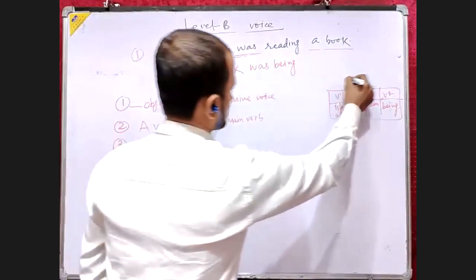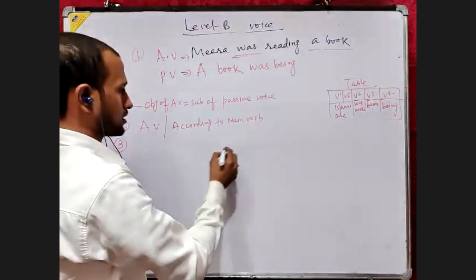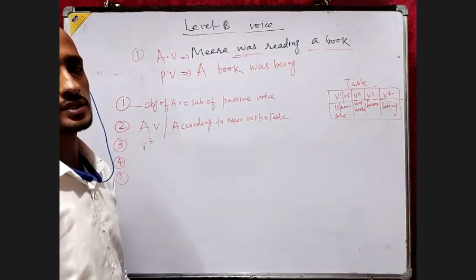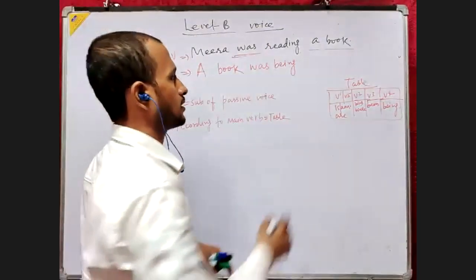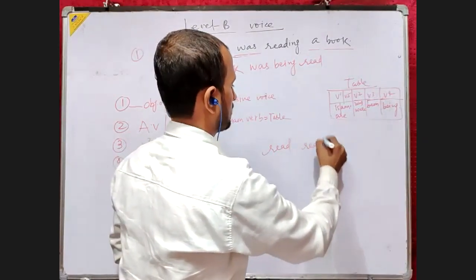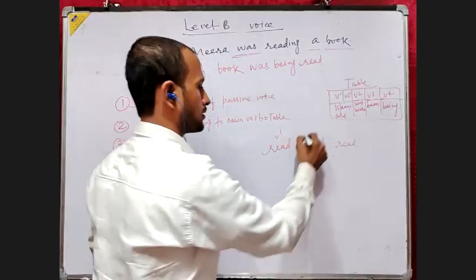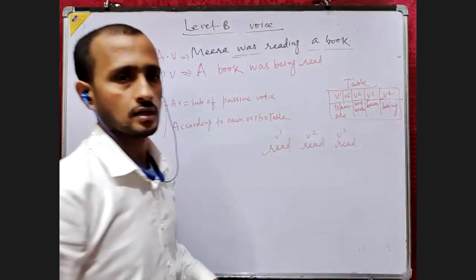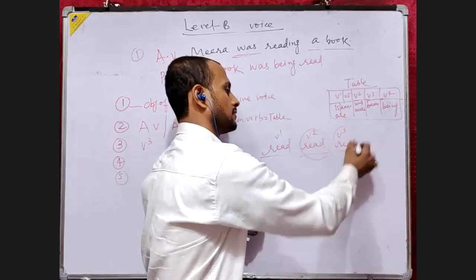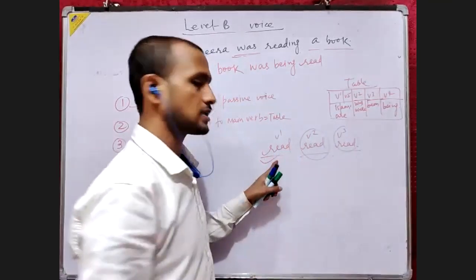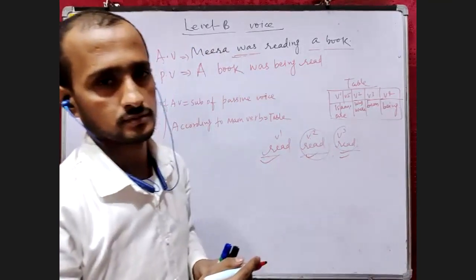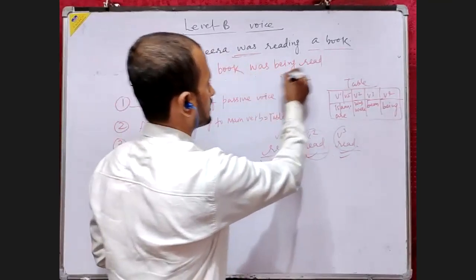Listen. After the auxiliary, we always have to write V3 in passive voice. What is the V3 of read? Read. Read is V1, read is V2, read is V3. The spelling is the same, but the pronunciation of V2 and V3 is different. A book was being read.